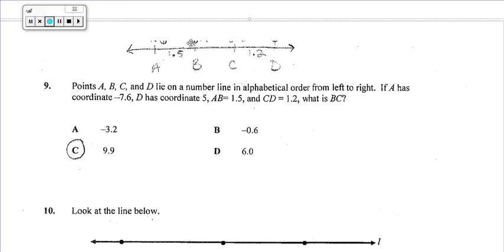I can't remember what that was. It was negative 6.1. So that coordinate is negative 6.1. This coordinate is 3.8. The distance between those two, from negative 6.1 to 3.8, would be 9.9.